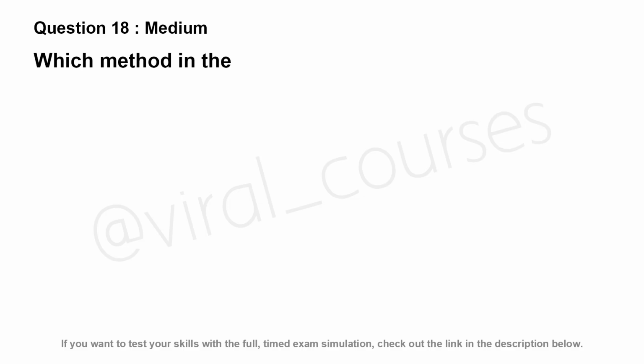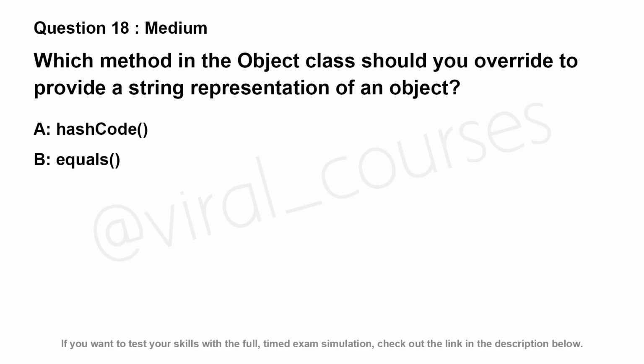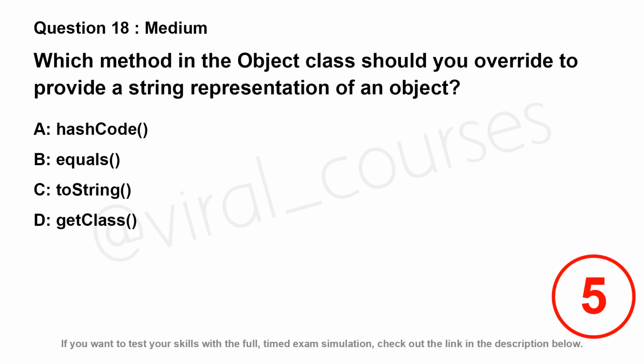Which method in the Object class should you override to provide a string representation of an object? Option A. hashCode. Option B. equals. Option C. toString. Option D. getClass.